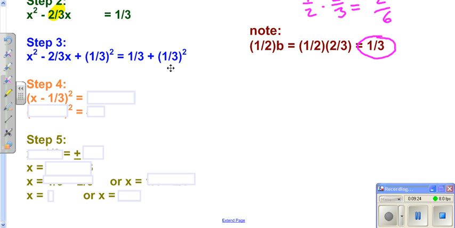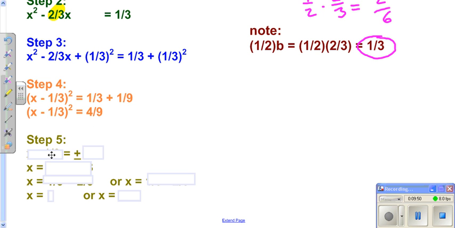Now, the right side over here, I'm going to just go ahead and work this out to try to simplify it down. Square the top, square the bottom, that's where the 1/9 comes from. Left side over here doesn't change. The right side then combines into 4/9. Because remember, to add fractions, you'd have to have a common denominator. 1/3 would be 3 over 9 plus your 1 over 9. That's where the 4 over 9 comes from.